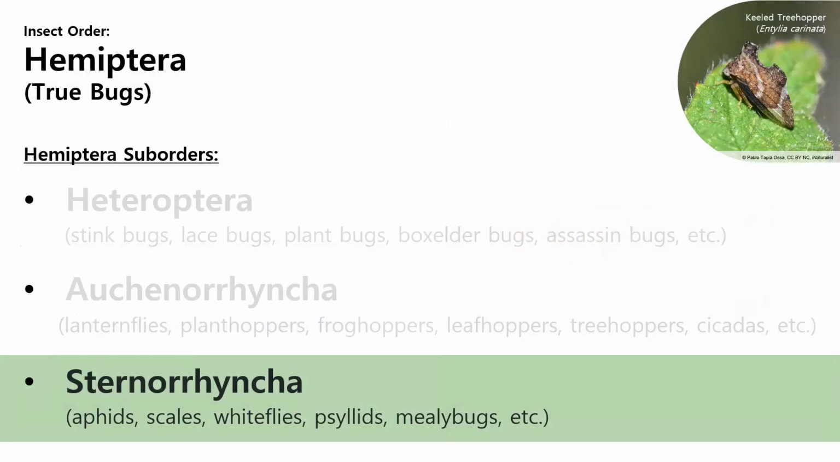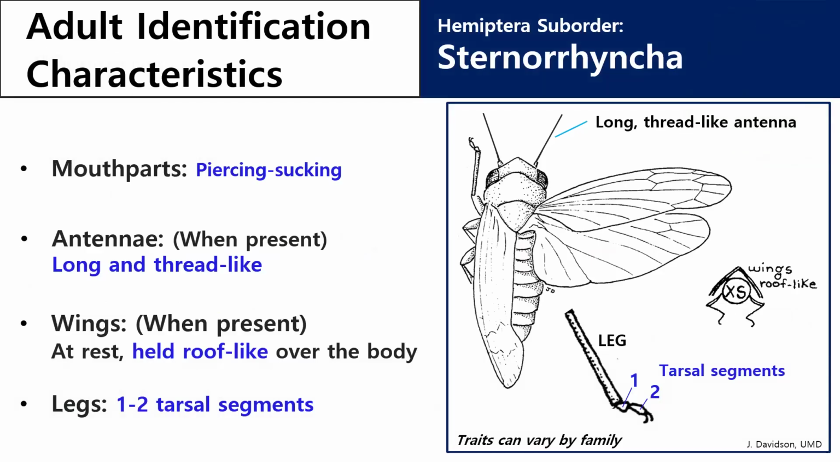Now we have Sternorrhyncha, things like our aphids, scales, whiteflies, mealybugs, and so on. We still have those piercing sucking mouth parts. The antennae are typically more long and thread-like compared to bristle and short when they are present. And when wings are present, not all Sternorrhynchans have wings, but when they are there, they are held roof-like at rest over the body, just like our Auchenorrhynchans. And their legs are 1 to 2 tarsal segments if we're zooming in on that leg area.